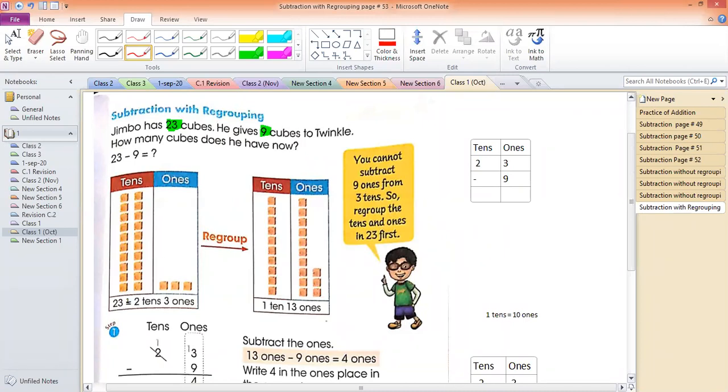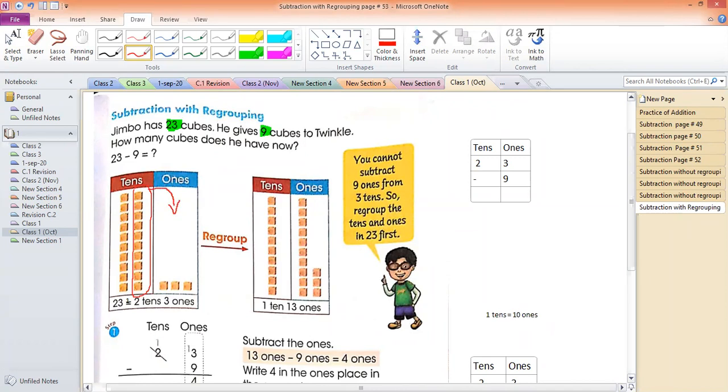Okay. You know 1 ten is equal to how many ones? 10 ones. In 1 ten there are a total of 10 ones. If you see this block, 1, 2, 3, 4, 5, 6, 7, 8, 9, 10. In 1 ten there are 10 blocks. Because you cannot minus 9 from 3, so you take this 1 ten to regroup it. You will regroup this 10 from tens to ones. So I'm going to move this 10 block from here to there.